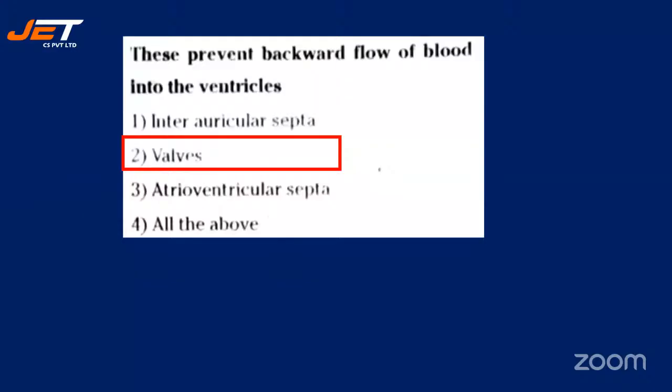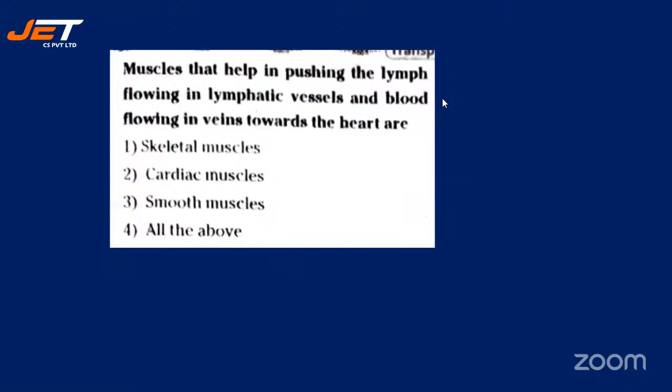Okay, next question: muscles that help in pushing the lymph flowing in lymphatic vessels and blood flowing in veins towards the heart are. Which muscles help the flow of lymph in lymphatic vessels and blood in veins towards the heart, sending blood to the heart? Skeletal muscles, cardiac muscles, smooth muscles, all the above. What is the correct answer? Correct answer, it is nothing but skeletal muscles.